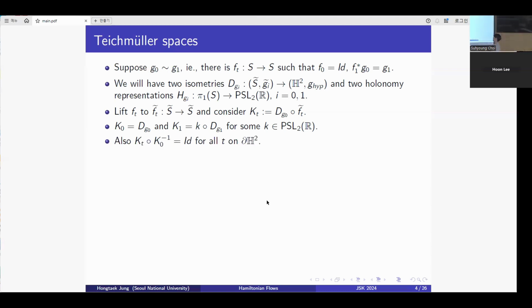This is a little bit subtle, but for any t, their action on the ideal boundary of H2 is the identity. That's because S is a closed surface, and if you lift F_t to the universal cover, this has an effect on the fundamental domain, which is completely contained in the interior of H2. So it doesn't really perturb your boundary. So that's why we have this relation.